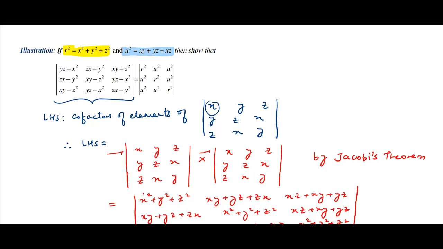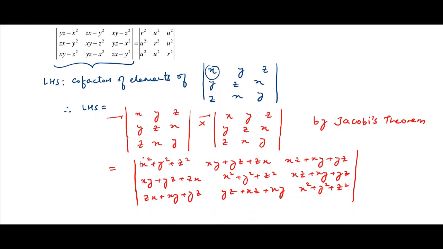so this quantity, or you can solve it yourself, is the same as r square, u square, u square, u square, r square, u square, u square, u square, r square. So that completes the proof.